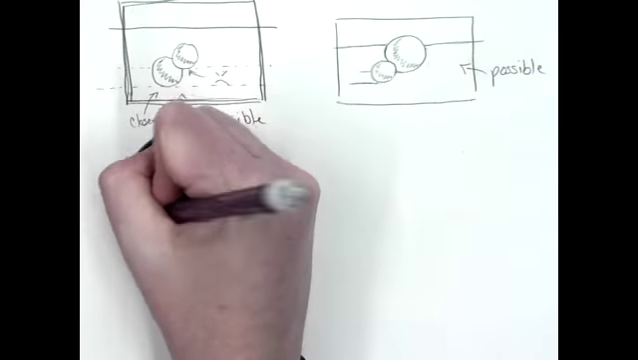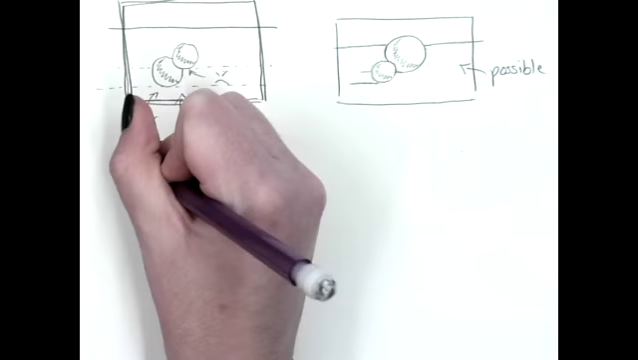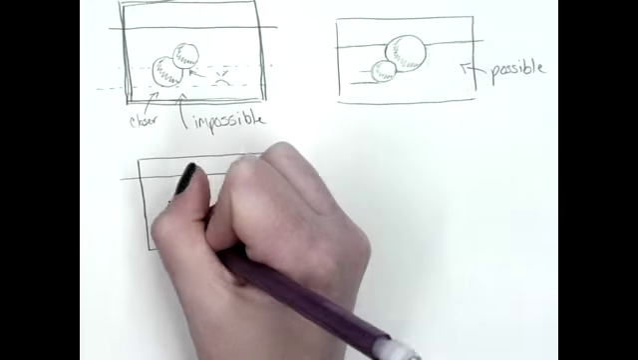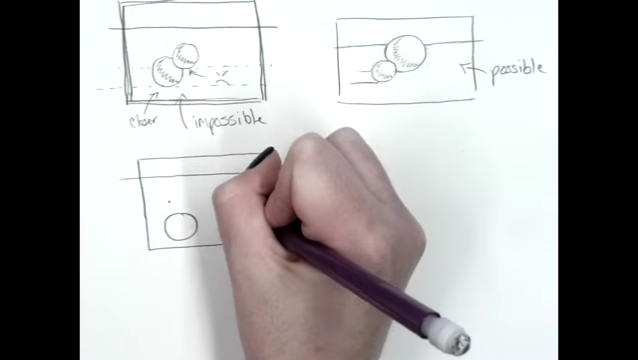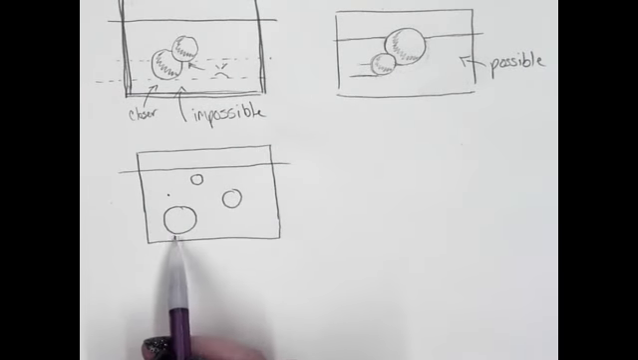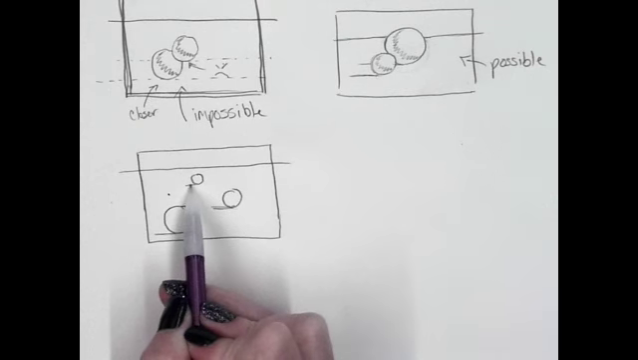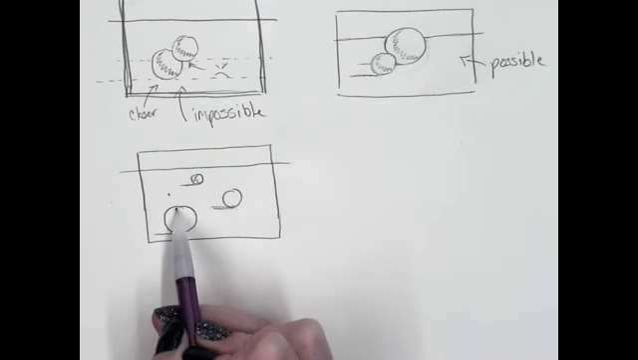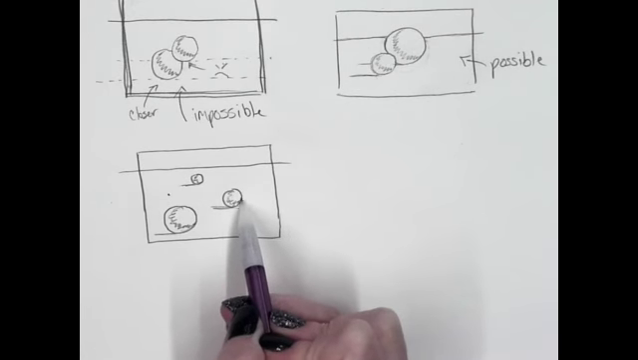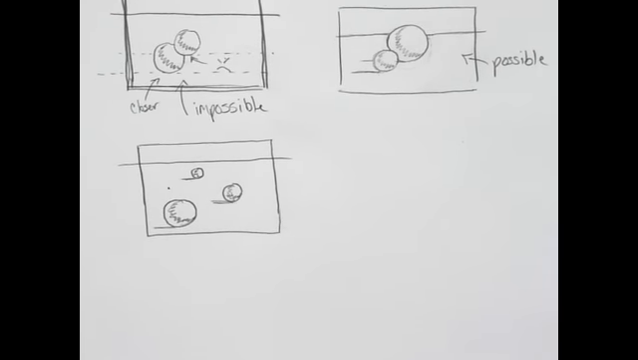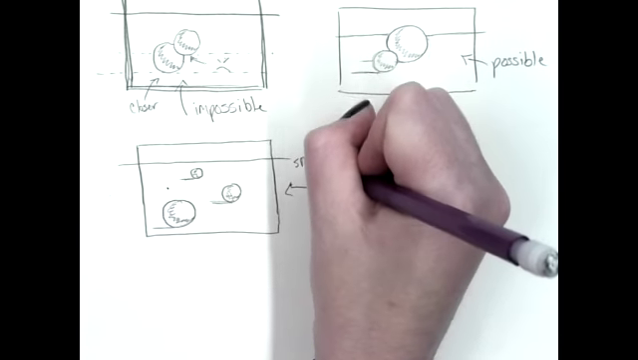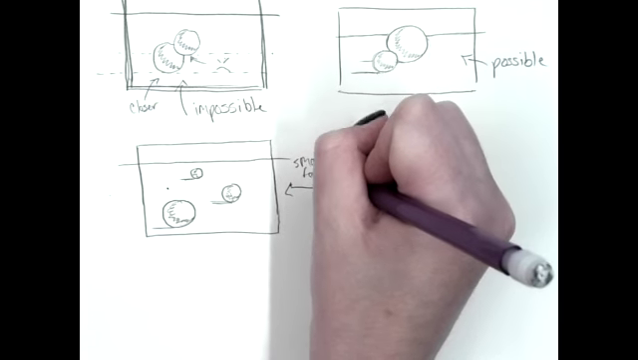Now, if they were all the same size spheres, they're going to get smaller as they go back. Smaller, farther away.